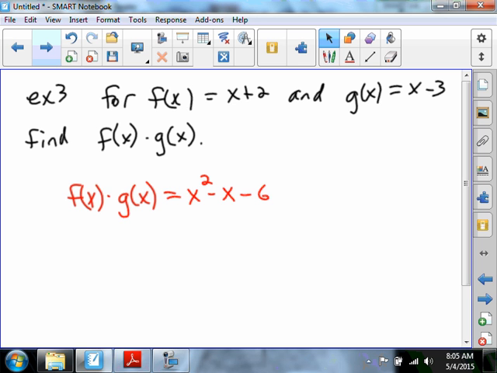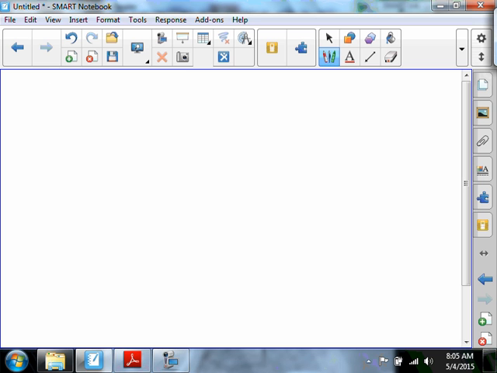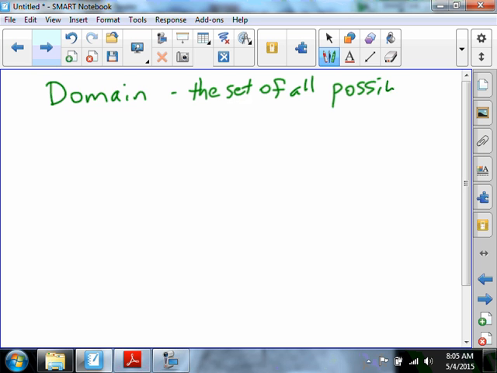Because now what we've got to do is talk about this D word. We've got to talk about the domain. The domain is the set of all possible x values. So what I'd like to do is look at several functions and talk about the domain of each one, because one of the most difficult pieces of this section for most students to get is the domain.